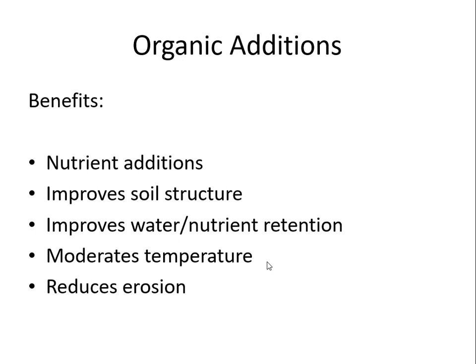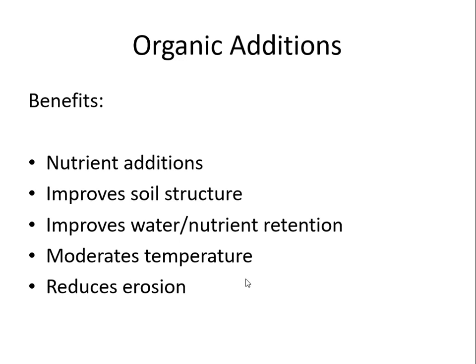It turns out that organic additions also moderate the temperature, right? An organic covering of leaf litter, for example, is going to cool the soil in the summertime, and it'll allow the temperature to be somewhat warmer in the cold, harsh winter months. So a moderation of temperatures is critical.